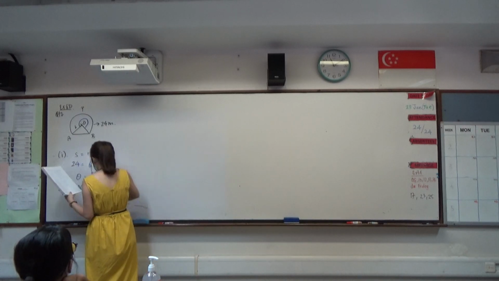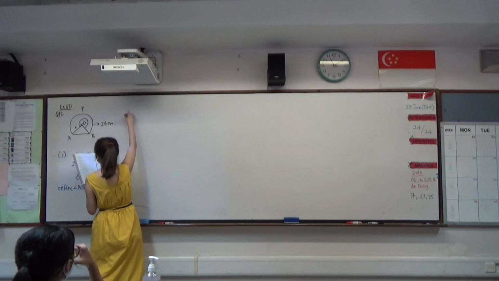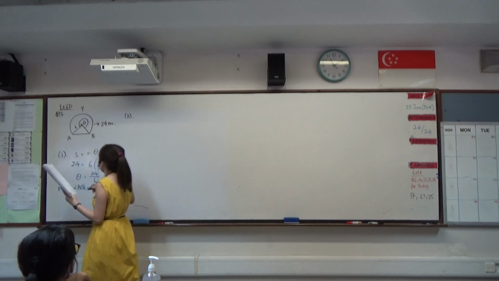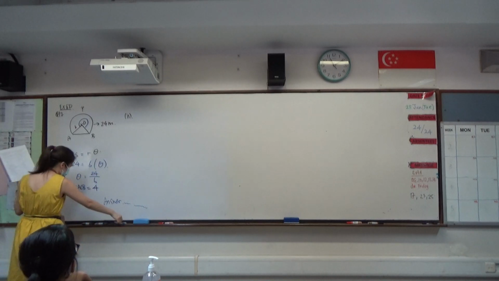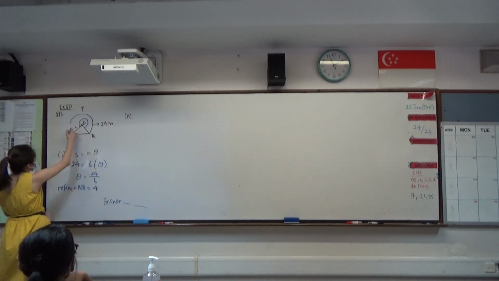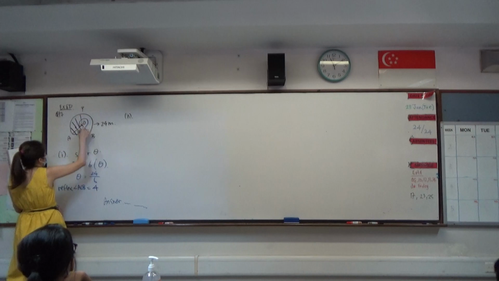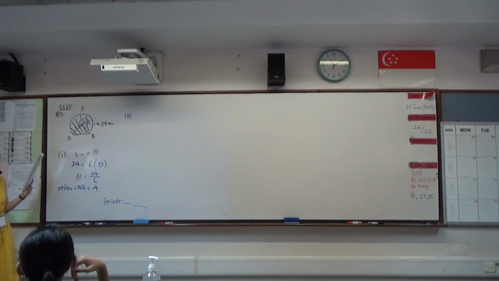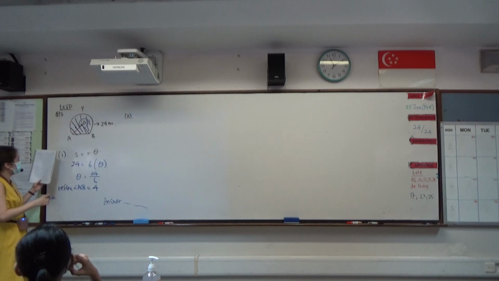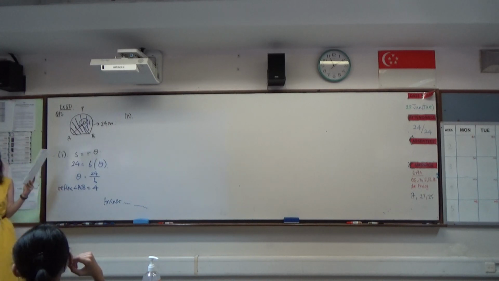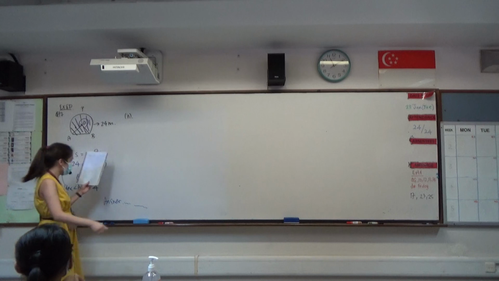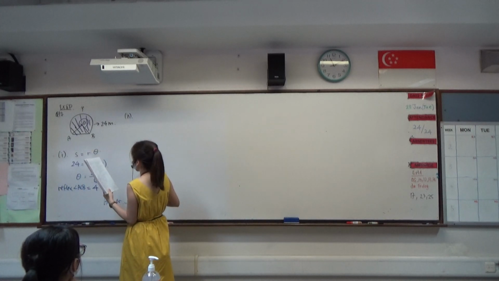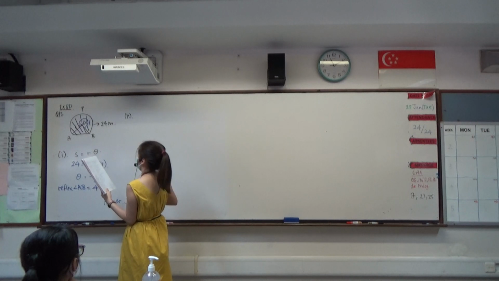Then part 2. We want to find the area of the major segment APB. Okay, sorry, I read it wrongly. Part 2 is trying to find AB. Part 3 is finding the area of the major segment.